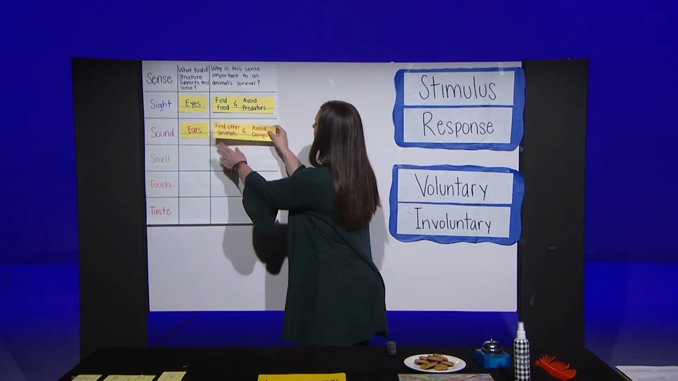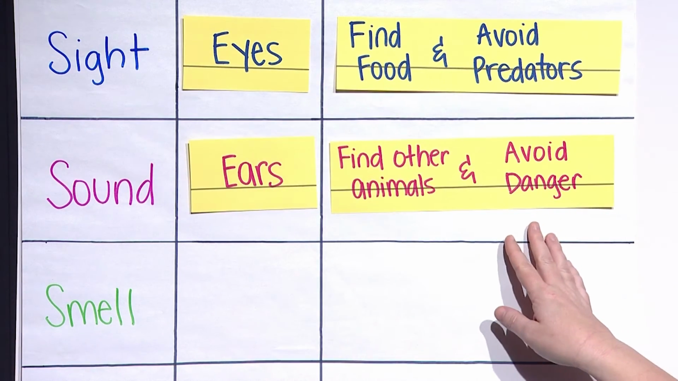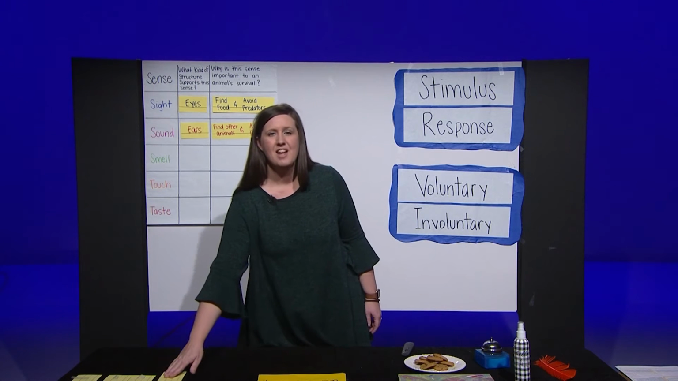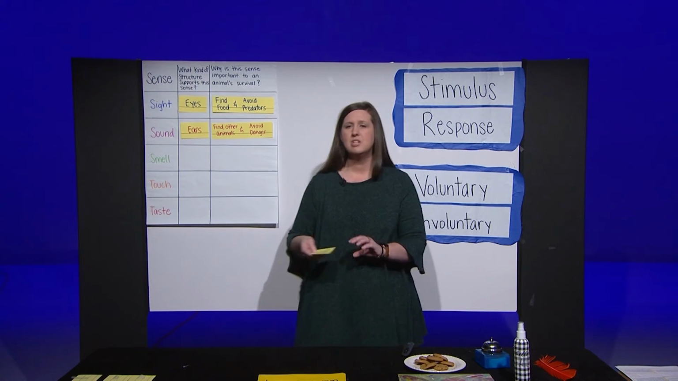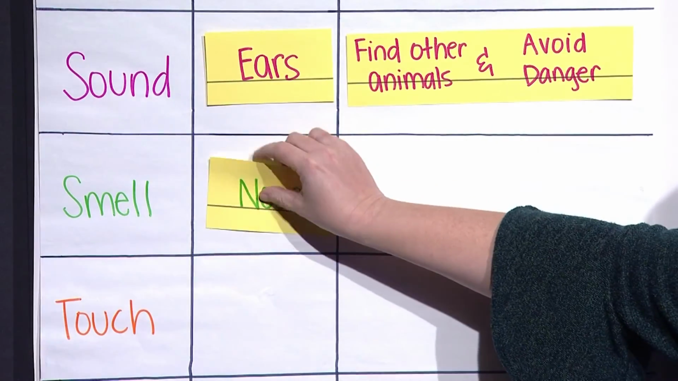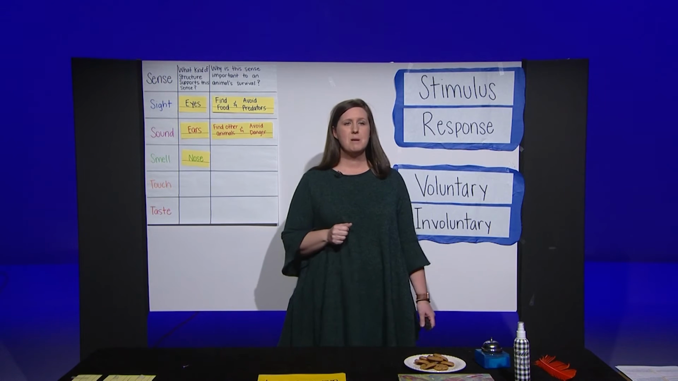That's correct. It can help them to find other animals, like the moth was finding the bat, and it helps them to avoid danger. Good job. Before we go to the sense of smell, what structure helps to support this? That's right, your nose. So let's see how an animal uses their nose to help them survive.